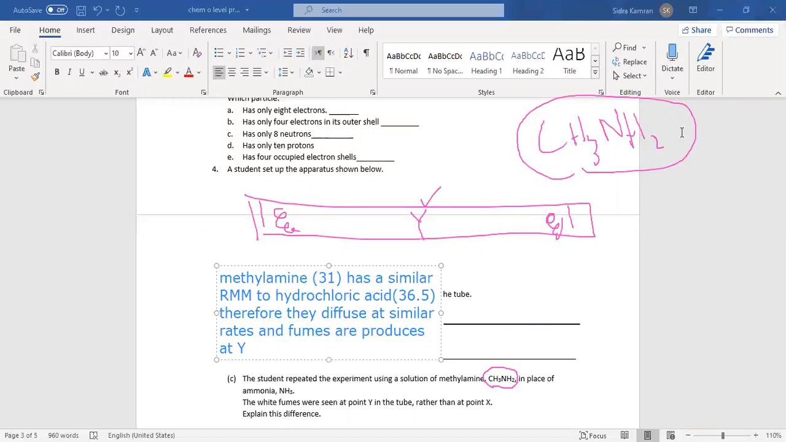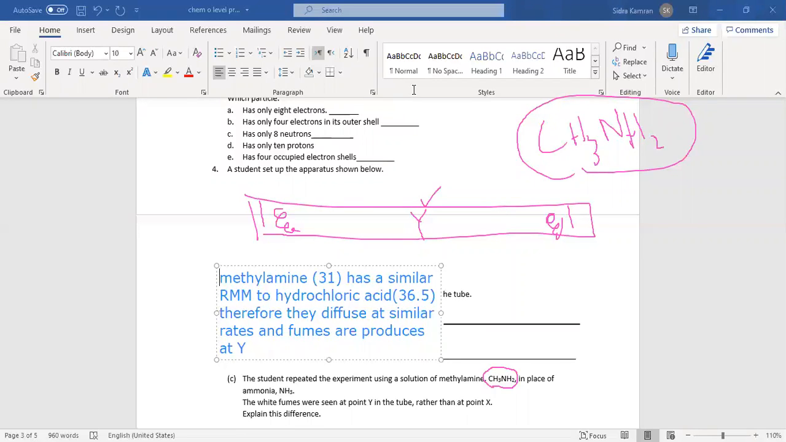So when you are replacing ammonia with methylamine, you will get the fumes approximately at the center of this tube, because the relative molecular mass of methylamine is relatively close to the relative molecular mass of hydrochloric acid, that is 36.5, and relative molecular mass of methylamine is 31. So that's why they are diffusing at a similar rate. That's why you are getting the fumes at the center instead of near to any one compound.